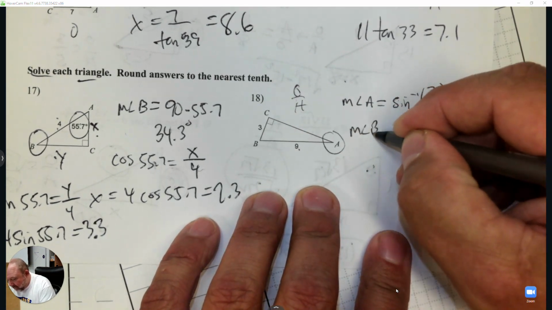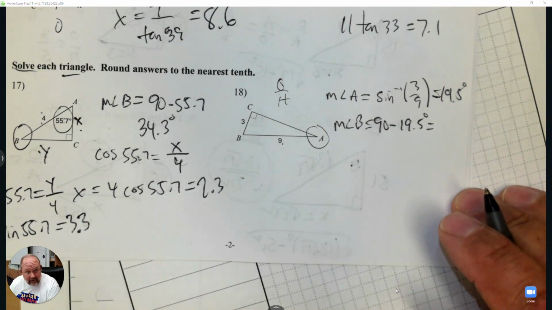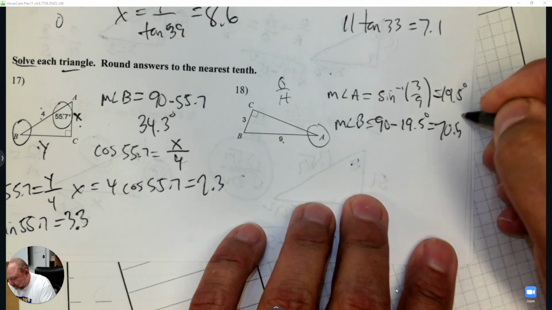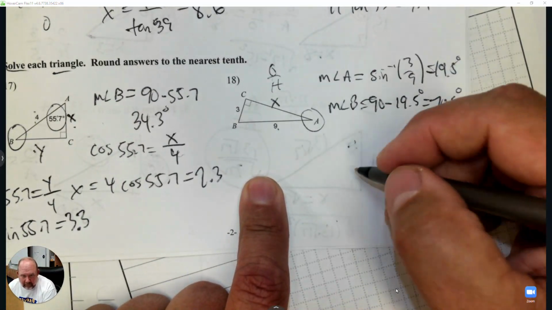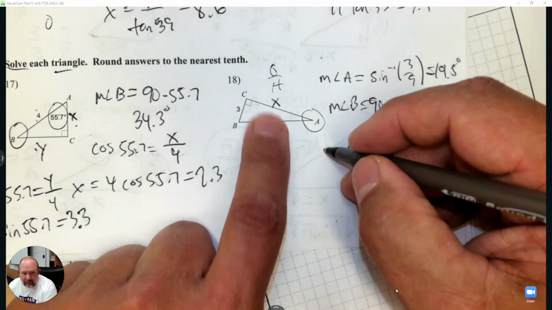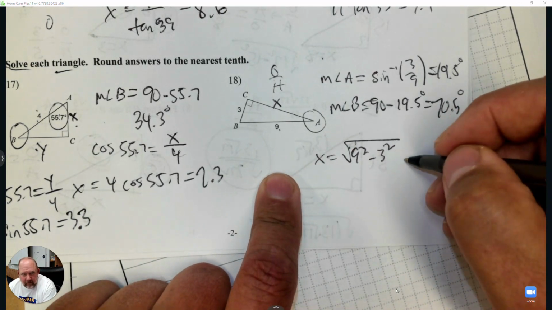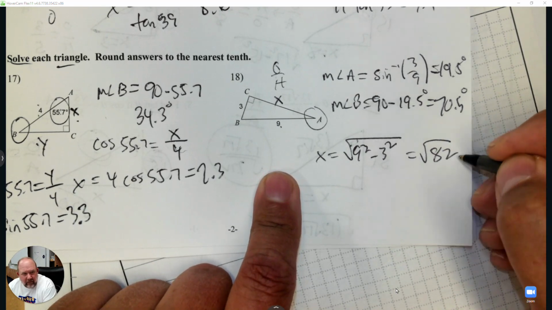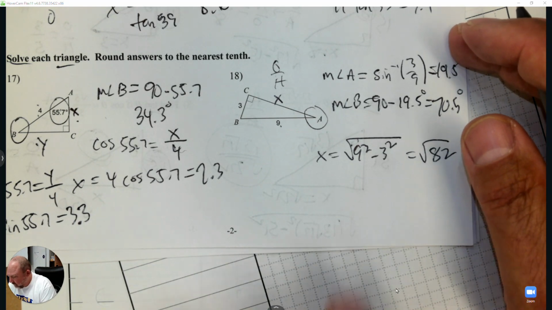Then to find the other angle, I go 90 subtract 19.5. That gives me the other angle, which is 70.5. And then the last one, I can just use the Pythagorean theorem here. I don't need trigonometry for x. Because I'm solving for a leg, it's the square root of 9 squared subtract 3 squared. So it's 81 take away 9. What is that? 72.